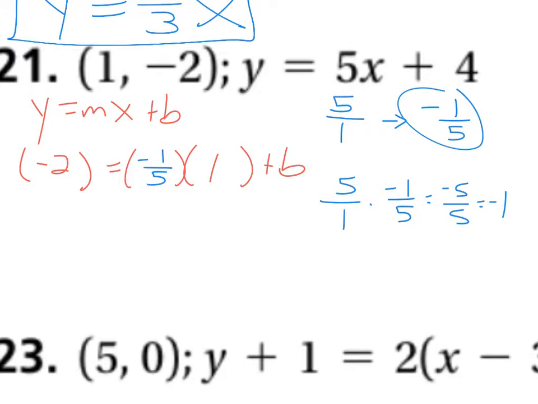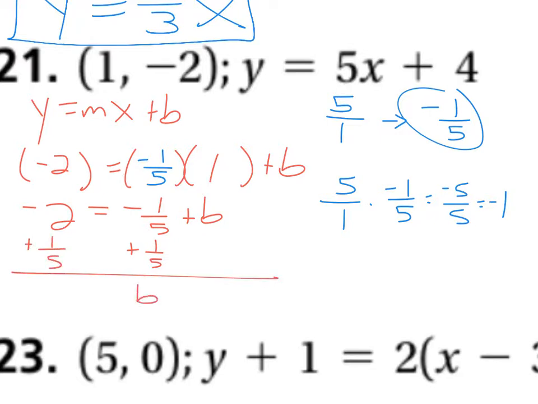Okay? And then we have to solve for b. So we say -2 is equal to -1/5 times 1, or -1/5, plus b. And then, of course, we're going to add that to both sides to find out what b is equal to. I'm going to zoom in again just to this little spot right here as a location for doing this math problem right here, which is -2 plus 1/5. Okay? So I'm going to zoom in on that.